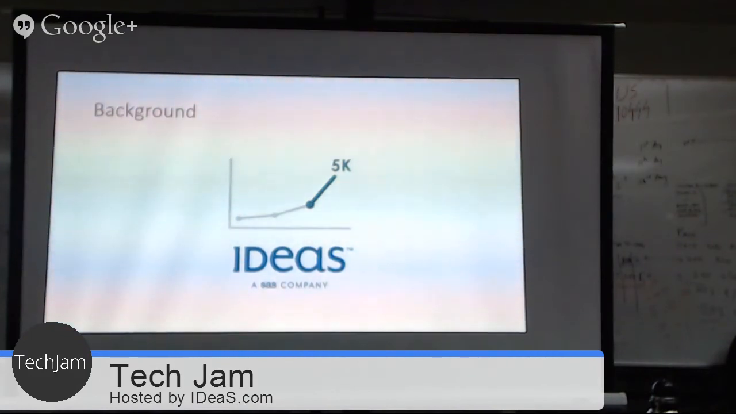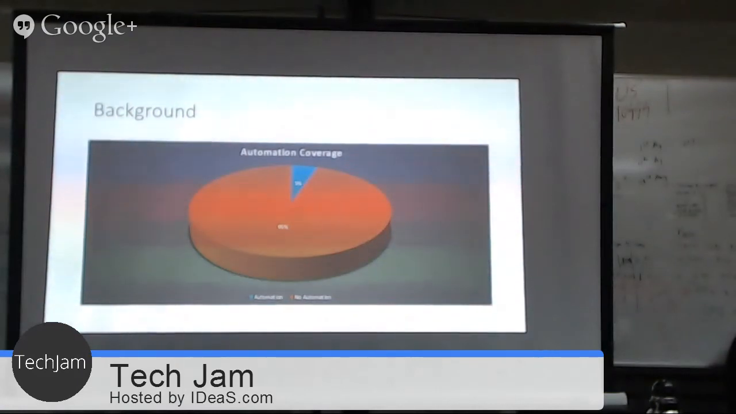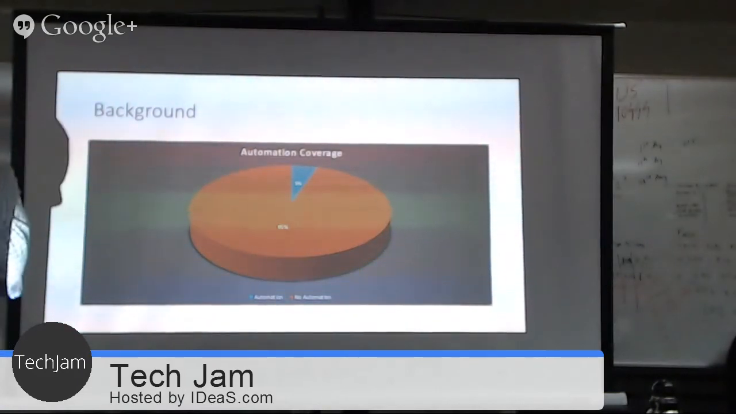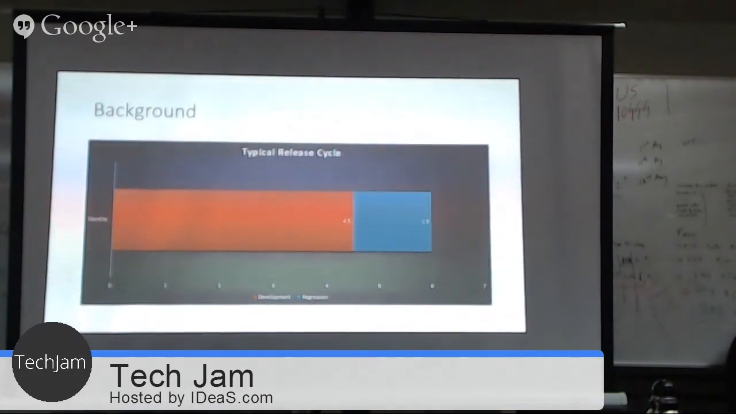As the product evolved, initially there was hardly any automation. Just a few percent of automation and the rest of it was not covered. The release cycles were typically of 6 months, in which the regression spanned roughly 1.5 months.